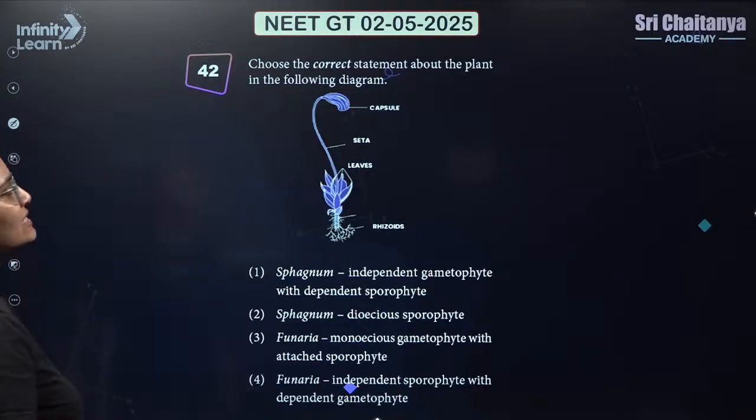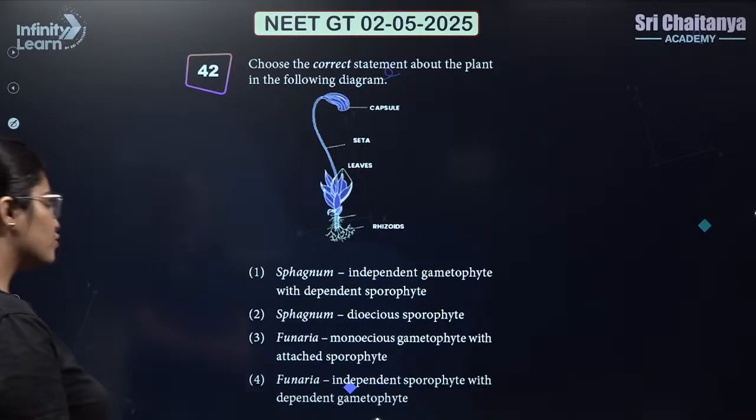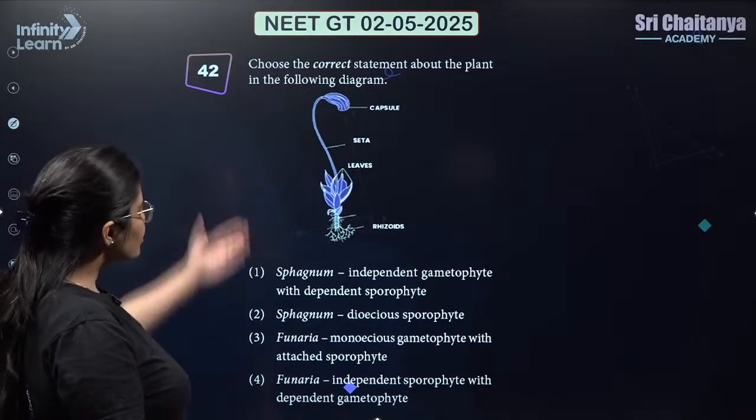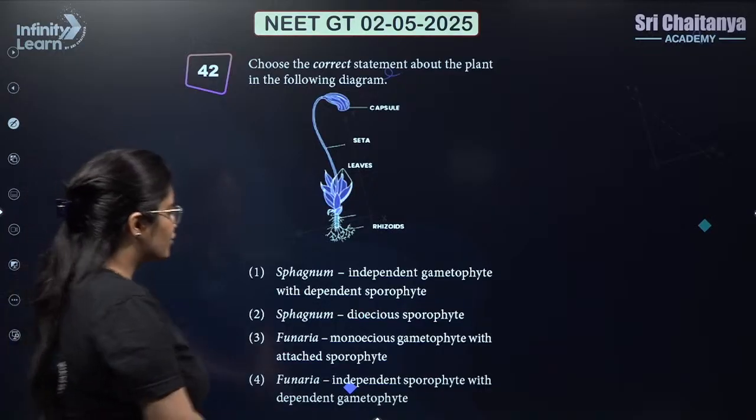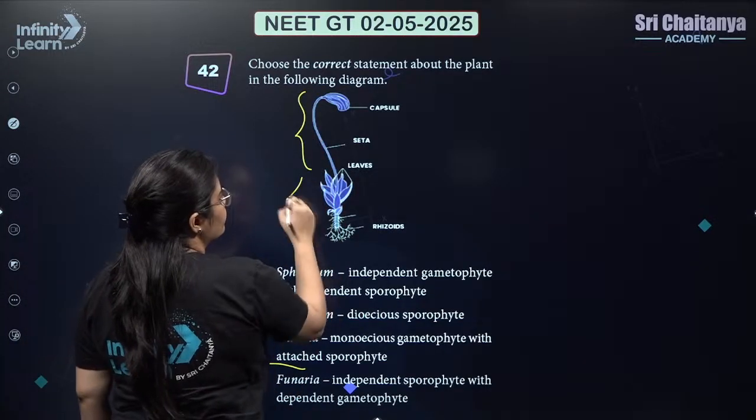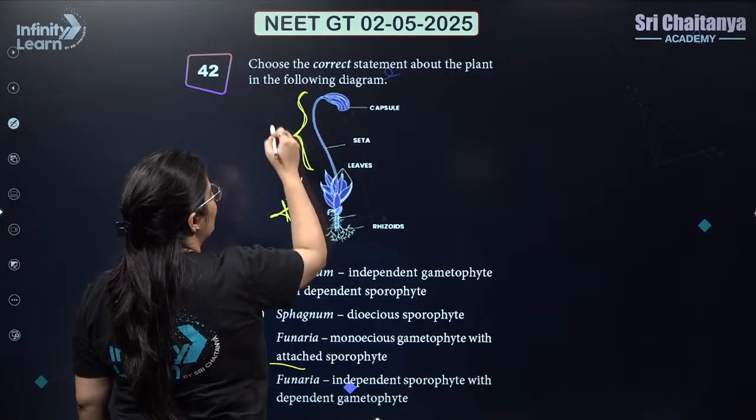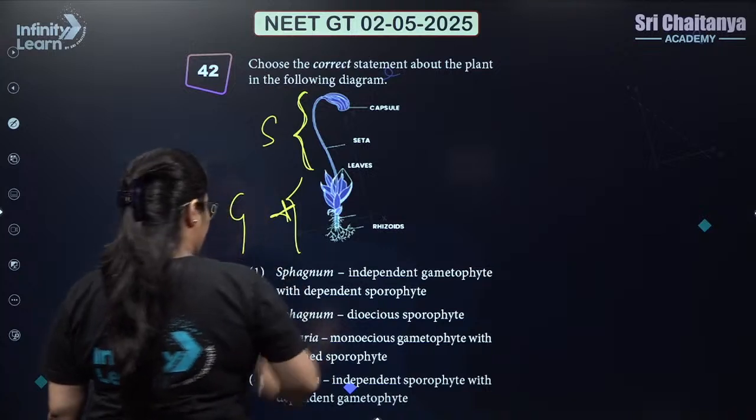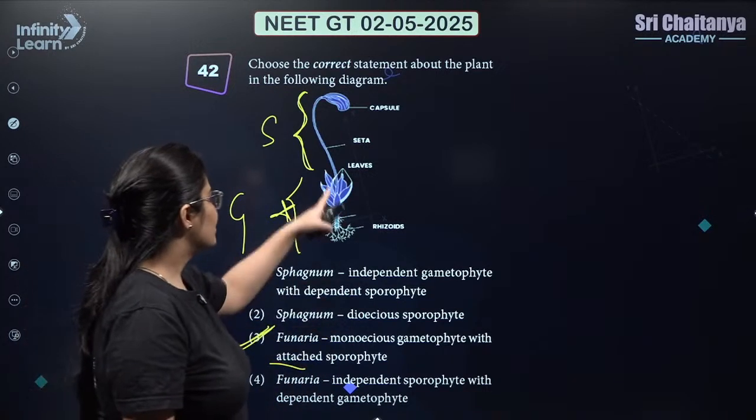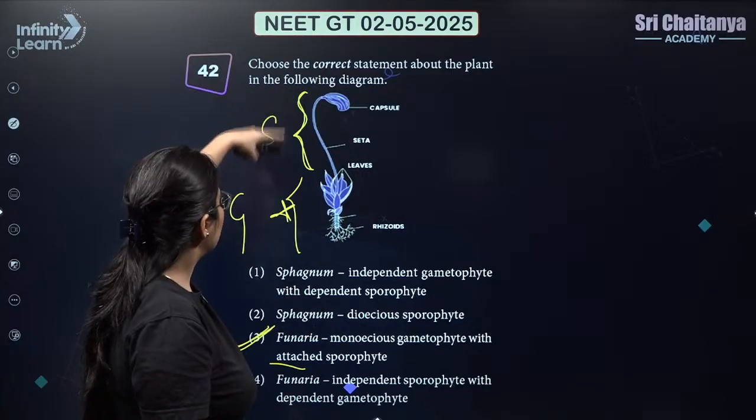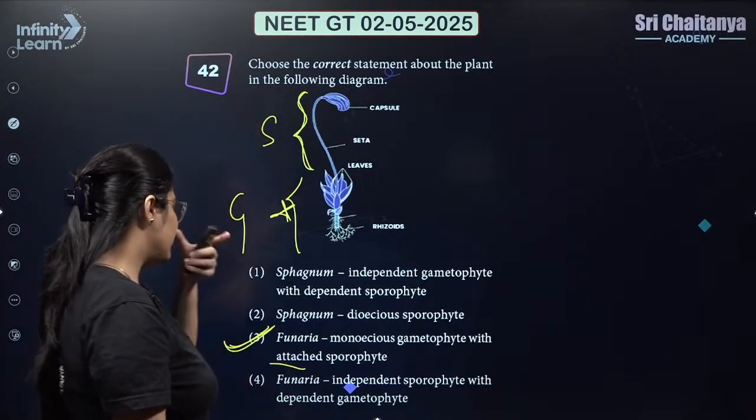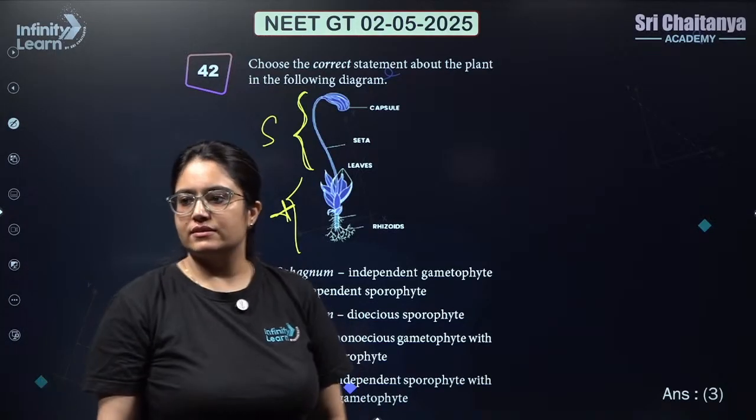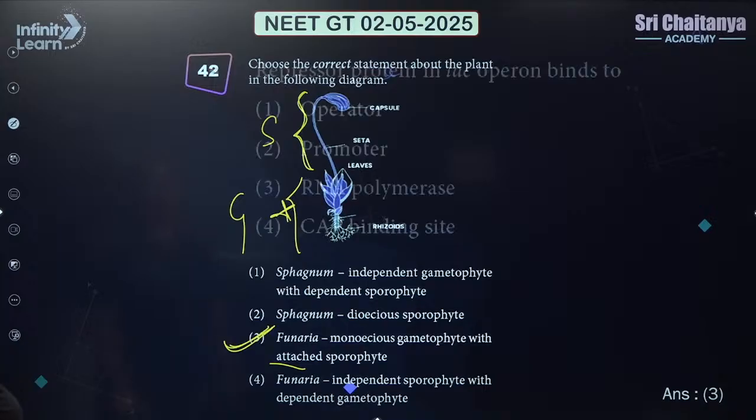Choose the correct statement about the plant. This diagram is also from your NCERT. This is Funaria, and it is showing the monoecious gametophyte with attached sporophyte. S for sporophyte, G for gametophyte. So the answer is 3.